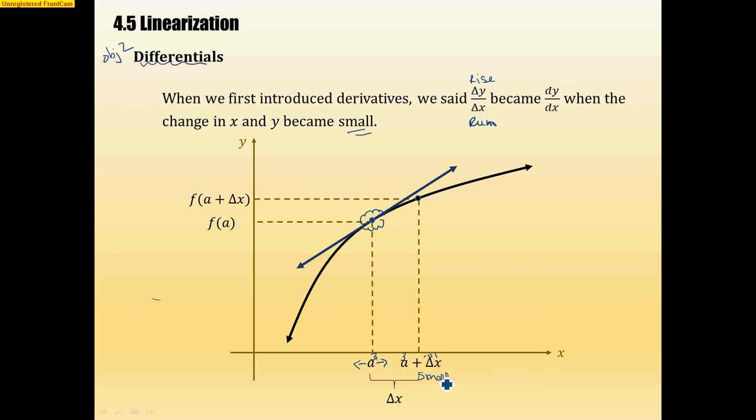This is the function at 3 plus 0.01. That function value is below the linearization value. So here's my delta x, here is my delta y, a vertical change between f of 3 and f of 3.01.